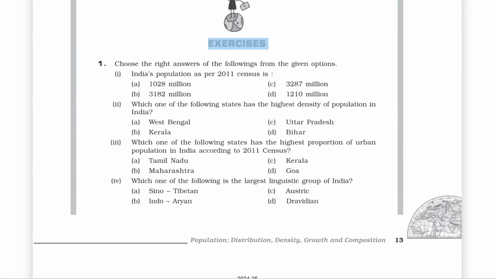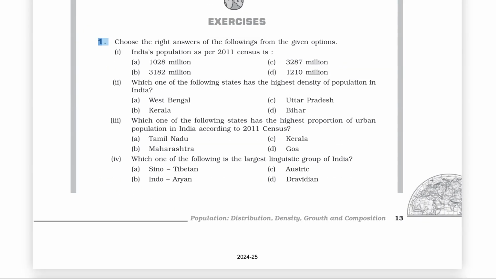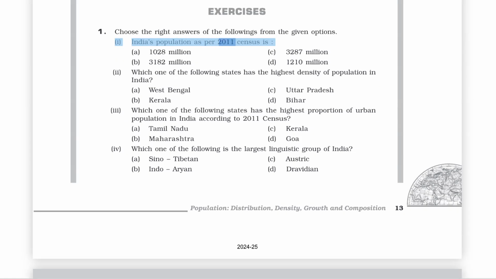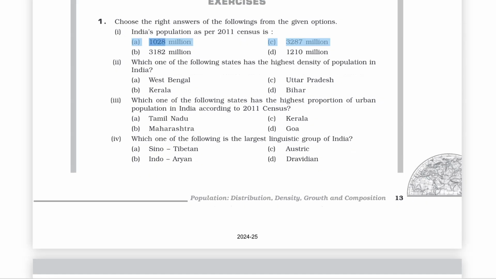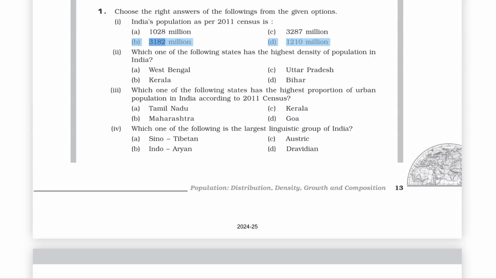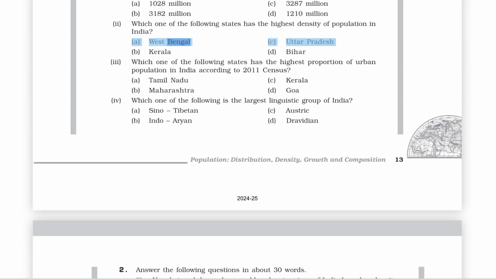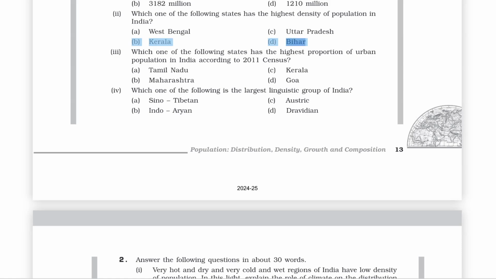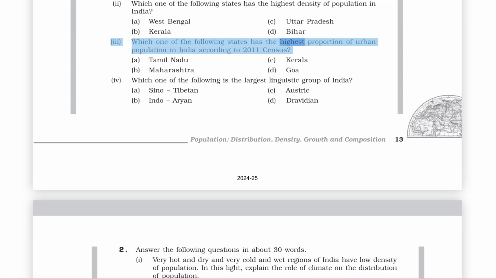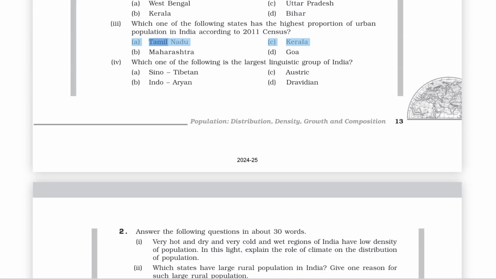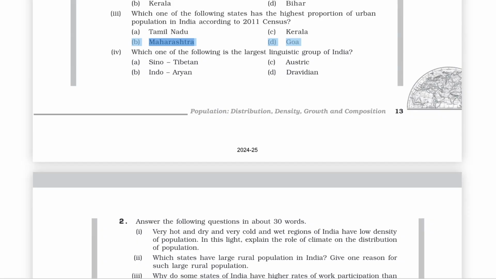Exercises. 1. Choose the right answers of the following from the given options. I. India's population as per 2011 census is: A. 1028 million, B. 3,182 million, C. 3,287 million, D. 1210 million. 2. Which one of the following states has the highest density of population in India? A. West Bengal, B. Kerala, C. Uttar Pradesh, D. Bihar. 3. Which one of the following states has the highest proportion of urban population in India according to 2011 census? A. Tamil Nadu, B. Maharashtra, C. Kerala, D. Goa.